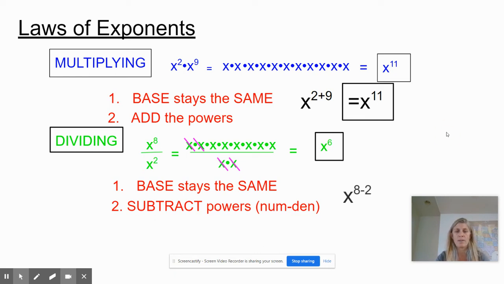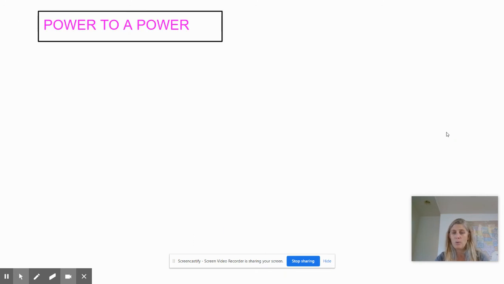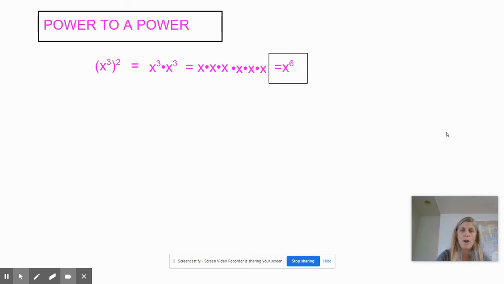Okay? Now, the next one that we're going to do is power to a power. Now, power to a power is an exponent that's taken to another exponent. We had practiced this last class. So we have x to the 3rd power squared, which we know is x to the 3rd times x to the 3rd. And then we can expand that out more to be x times x times x times x times x times x. We bring those back together, and we see that it is x to the 6th. There's 6 altogether.